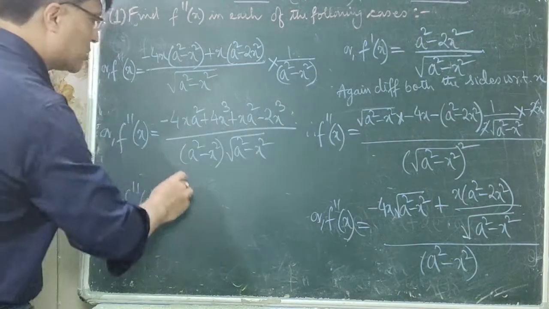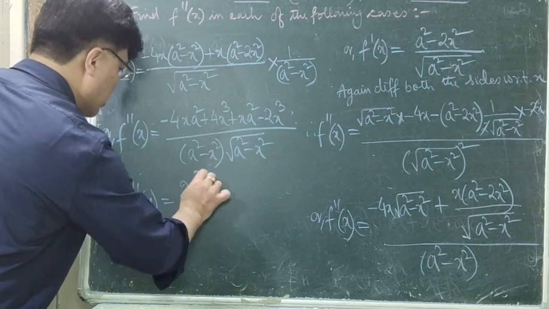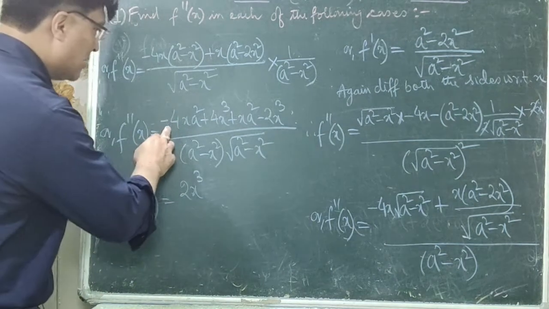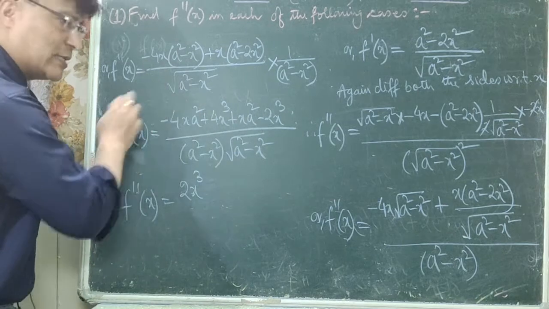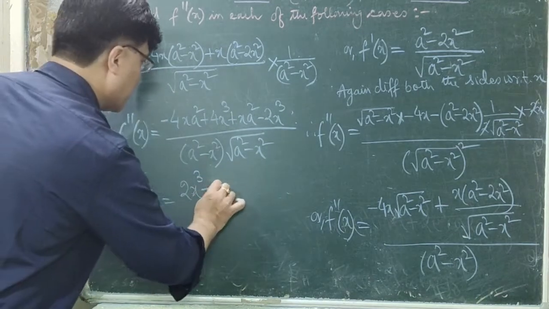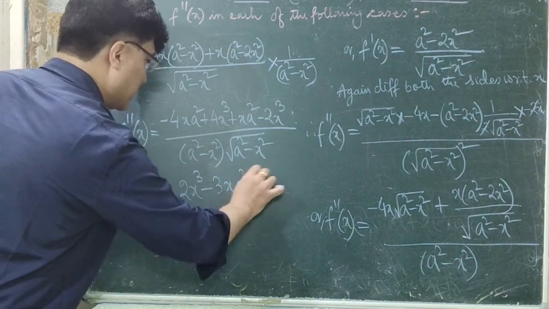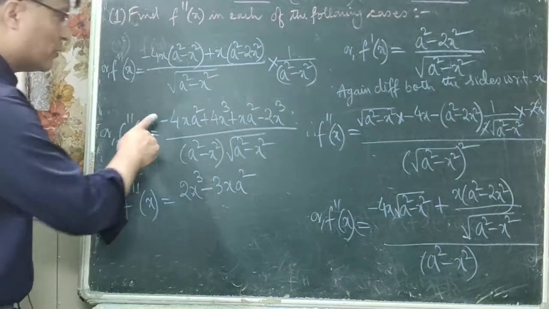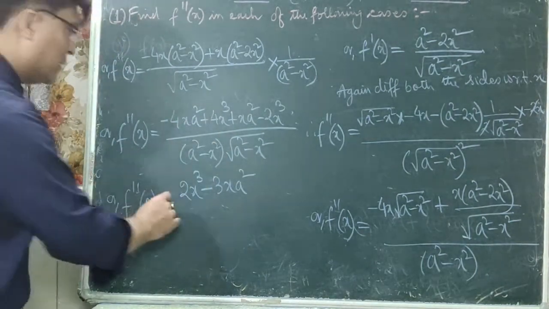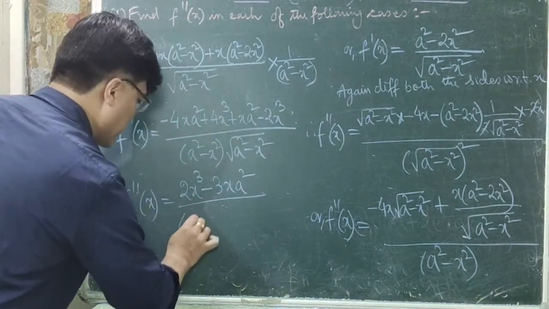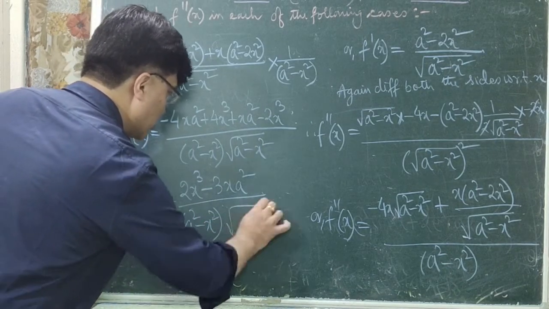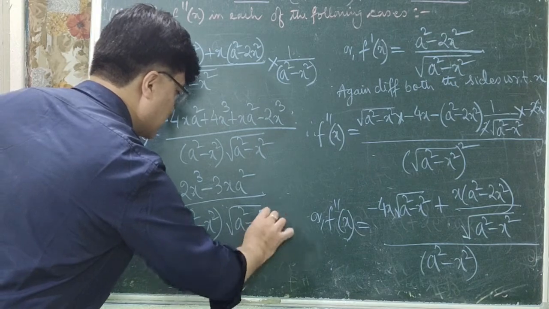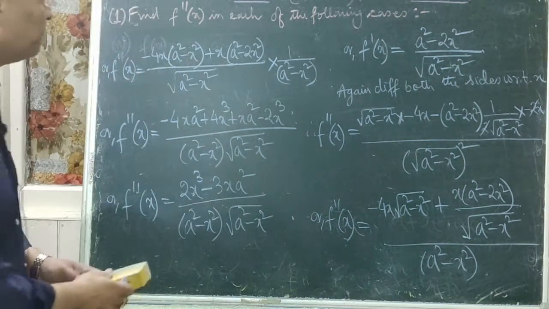what is 4x cube minus 2x cube? This is your 2x cube, right? And minus 4x a square plus xa square, these are the similar terms. You can write minus 3x a square, you have to write down the sign of the greater number, you subtract because they are of opposite sign, whole divided by a square minus x square into root over a square minus x square, right?